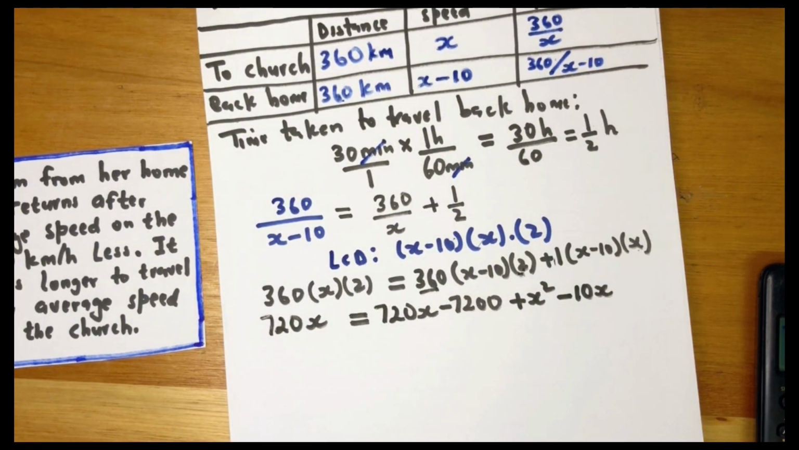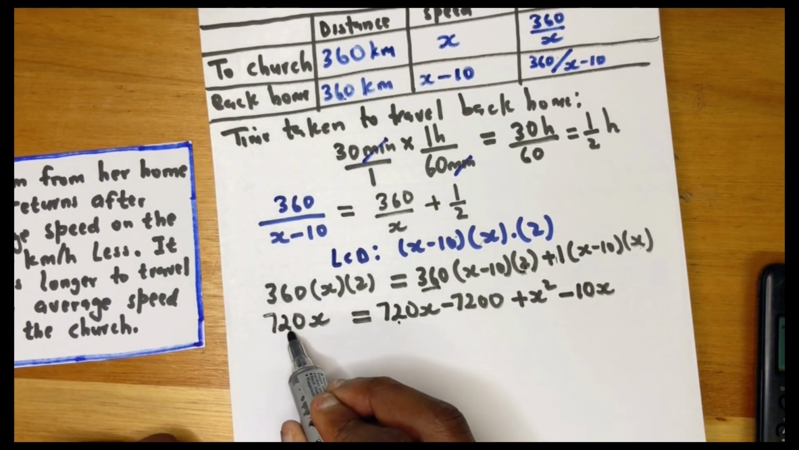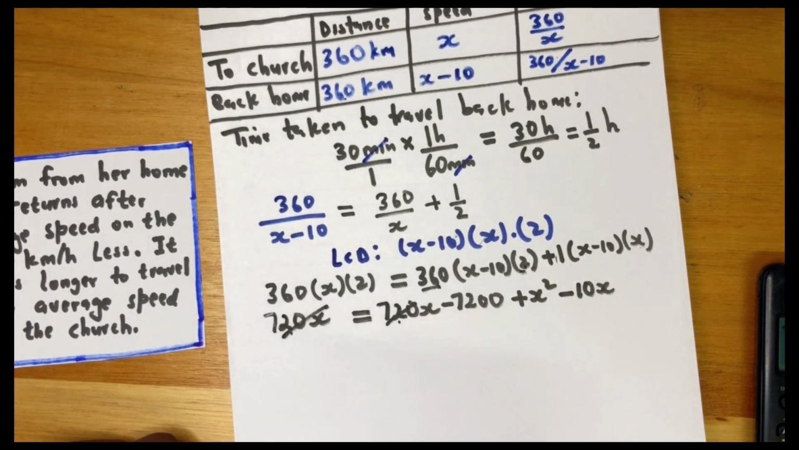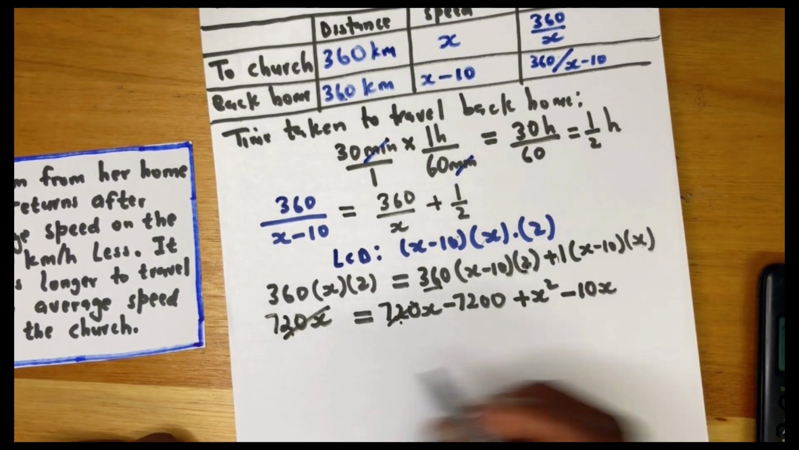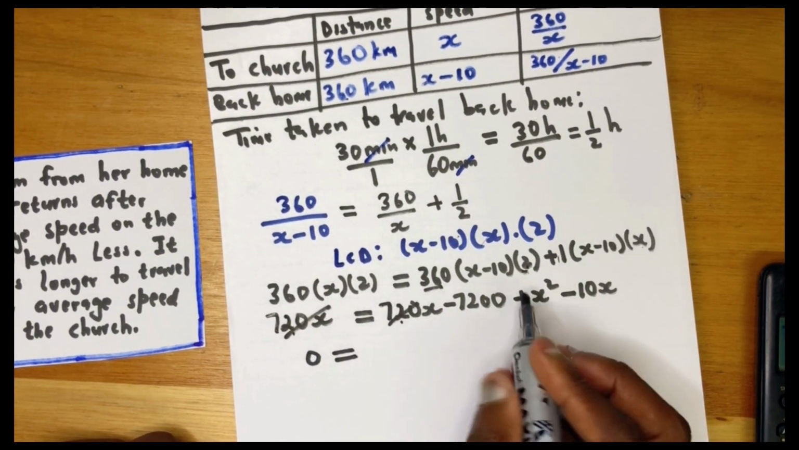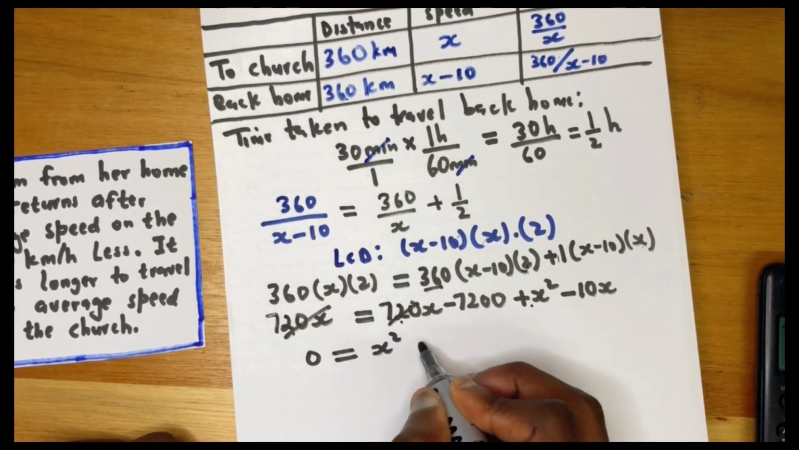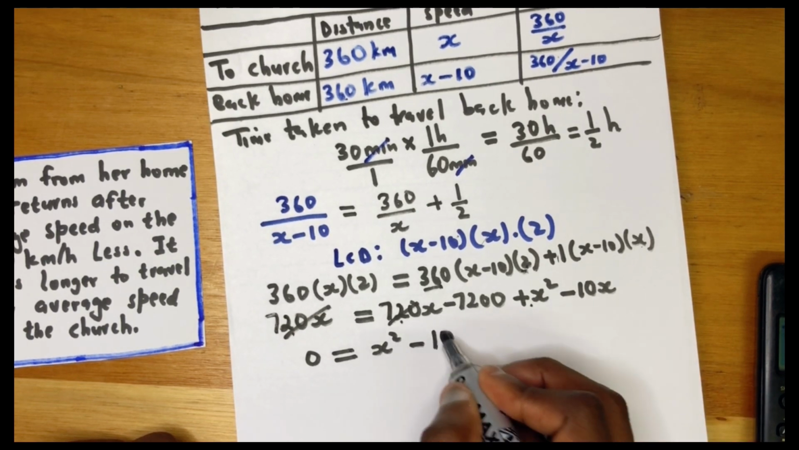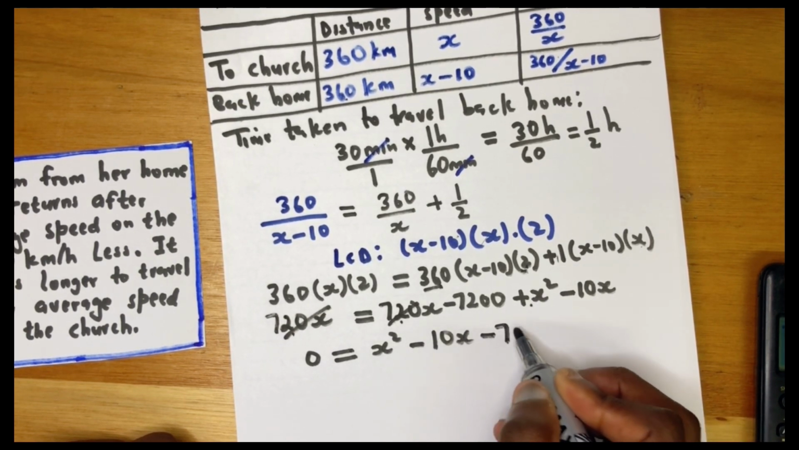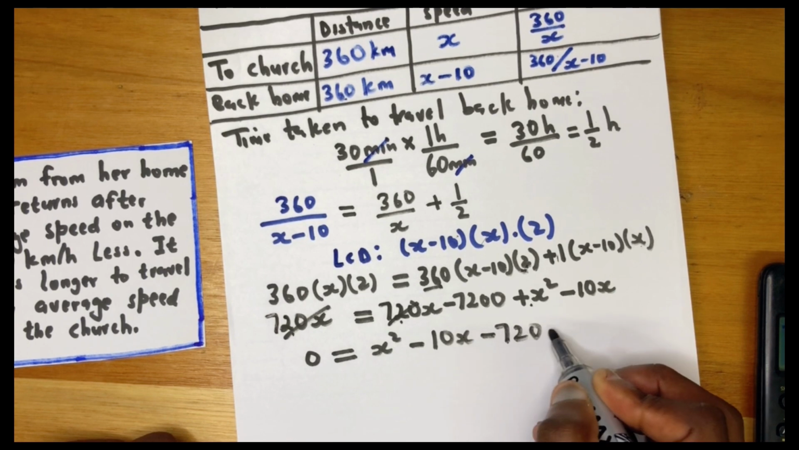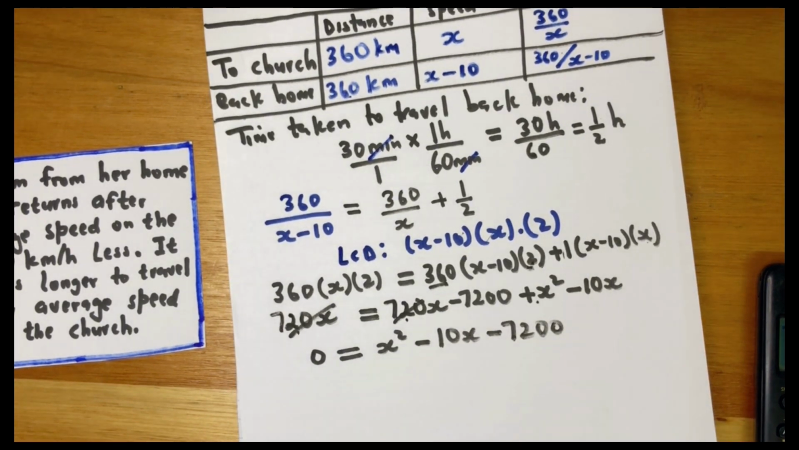Right, so now what will happen, guys, here with this one and this one? So this one is going to cancel out. We know that. If I transpose, then we're going to be left with 0. Then we have x squared minus 10x minus 7,200. Now, guys, it's a matter of factorizing here.